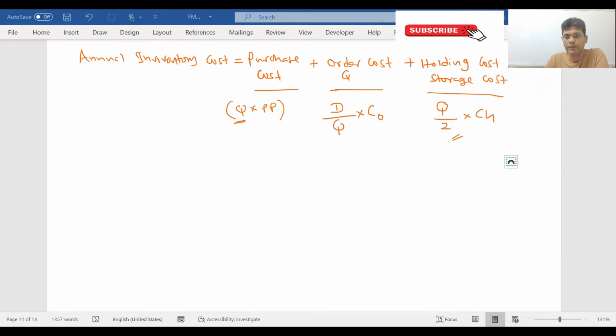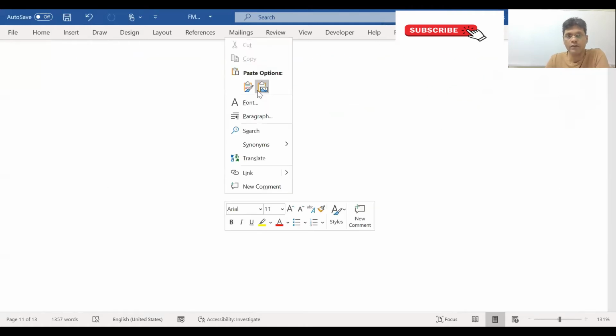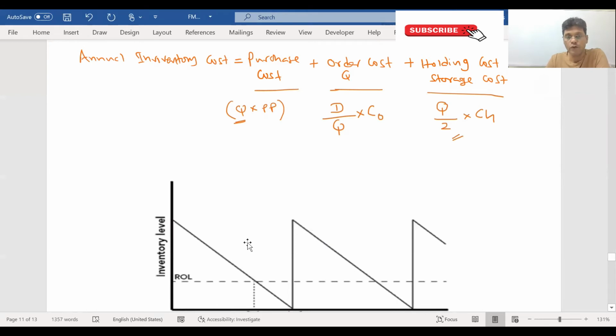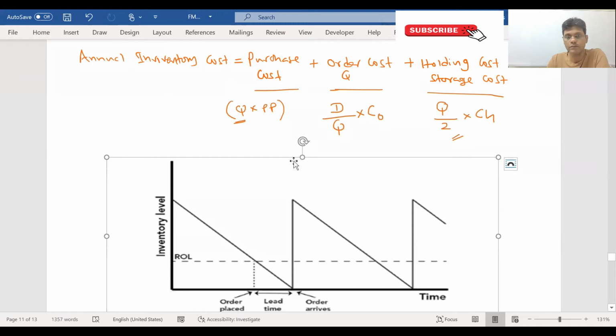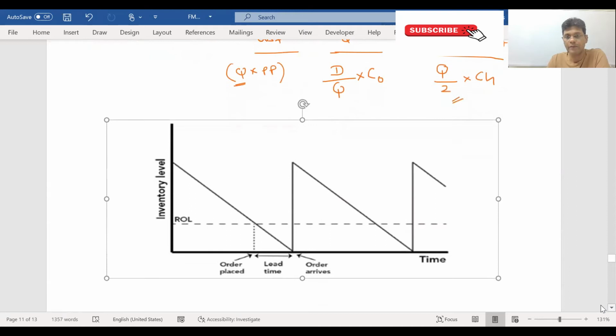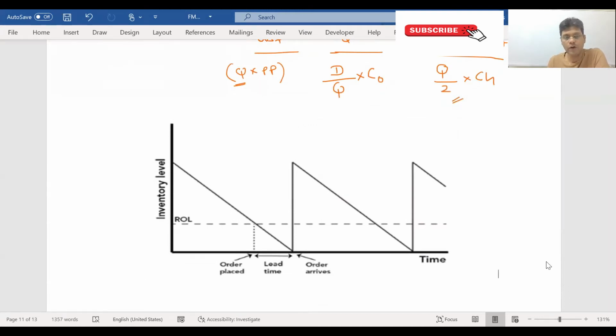let me explain it in this way. I'll just draw the graph. Okay. If you take the stock movement, the stock behavior is something like this. Okay. So let's say this is the quantity that you ordered to meet the demand. Okay, so what will happen, this quantity will be consumed over a period.